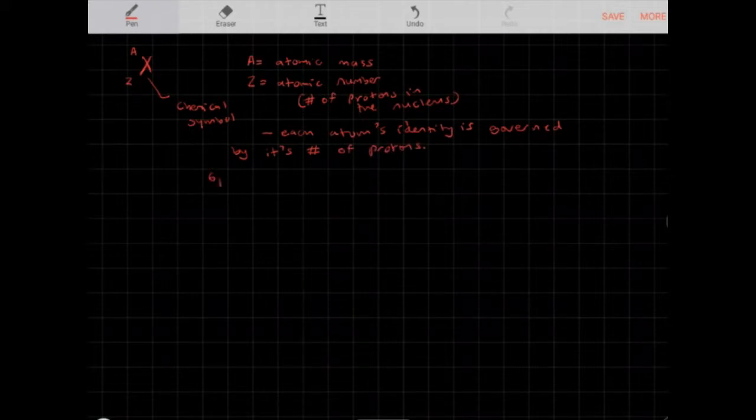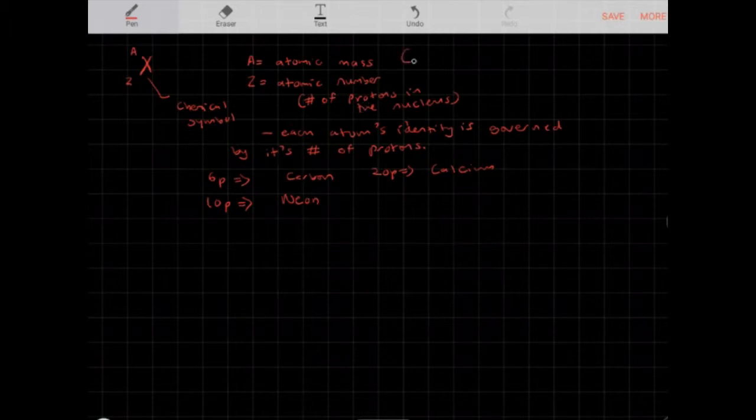So if I say 6 protons, that identity of that atom is always carbon. If I say 10 protons, the identity of that atom is always neon. So it doesn't matter what the charge of the atom is and so forth. If you have 10 protons, it's always neon, right? Or if you have 20 protons, it's always calcium. Okay, so the atomic number is the number of protons, and it's the identity of the atom.